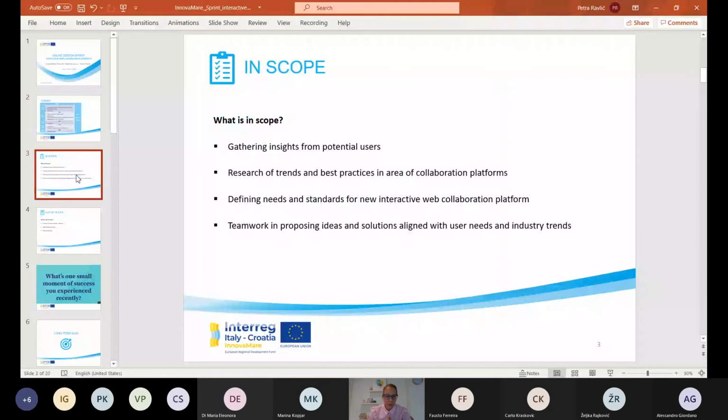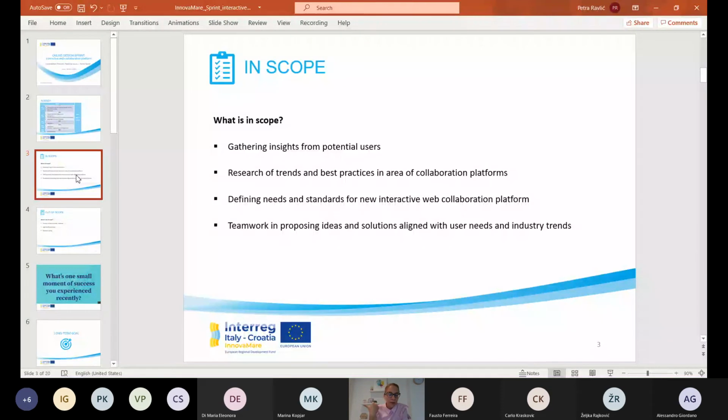So just to be clear about the scope of the sprint. In the scope is to gather insights from potential users. All of you are actually here, the experts and potential users. Research of trends and best practices in the area of collaboration platforms. So tomorrow we will look at some different collaboration platforms from different industries, to see also some inspiration of functionalities and the ways they work. I will share some, and you will also have, let's say, homework to collect some of the things that inspire you, or that you find interesting, but we will come to that later in the day.